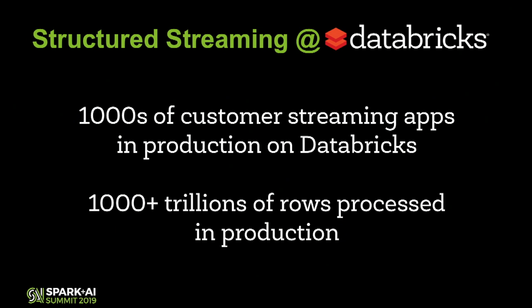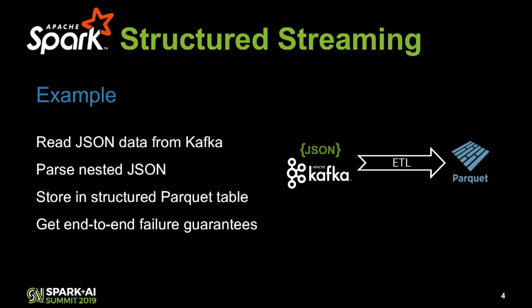But to give an idea of what a structured streaming query looks like, here is a brief example to show you the anatomy of a structured streaming query. So let's say this is a pretty common case. Let's say you're reading data from Kafka. Your data is encoded in JSON. And what you want to do is store the data finally in a structured table like Parquet. And you want to get an end-to-end exactly once guarantee that every record from Kafka gets written out exactly once in the Parquet table. To do this is what you will write.